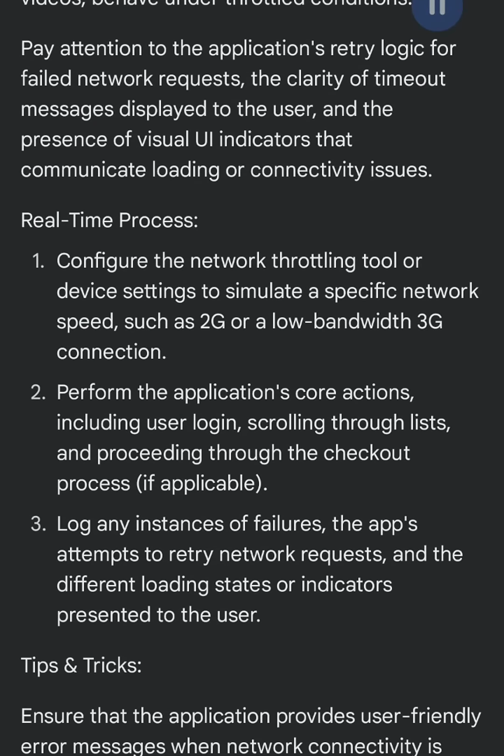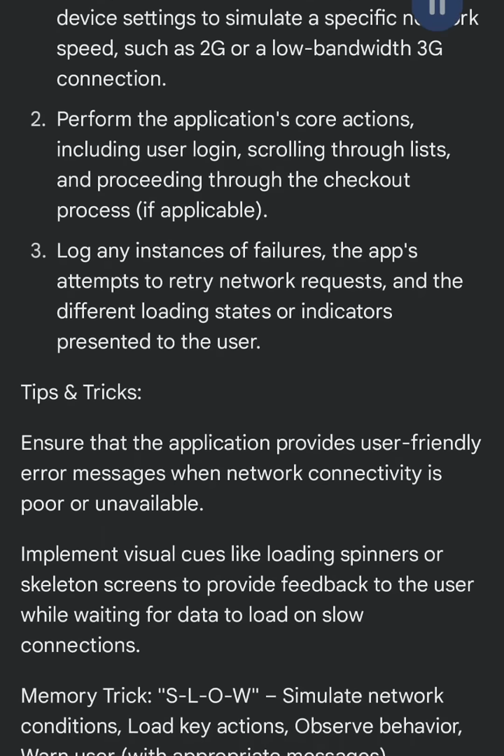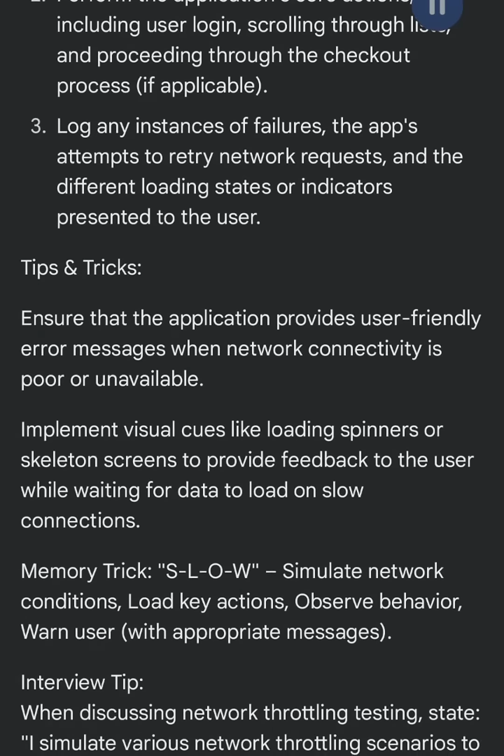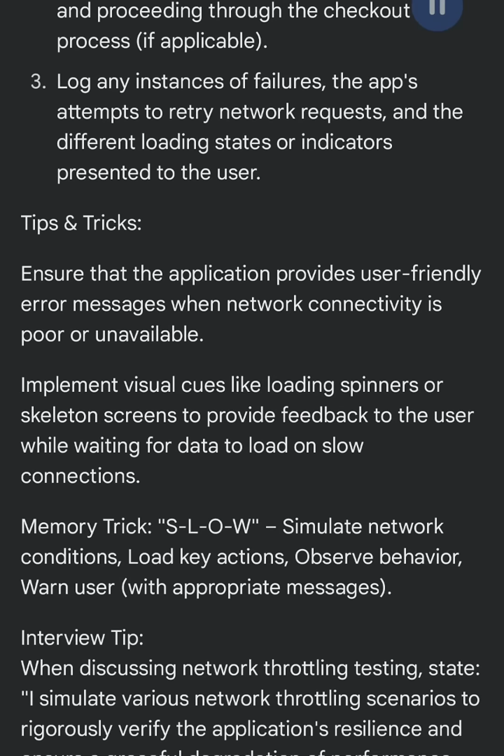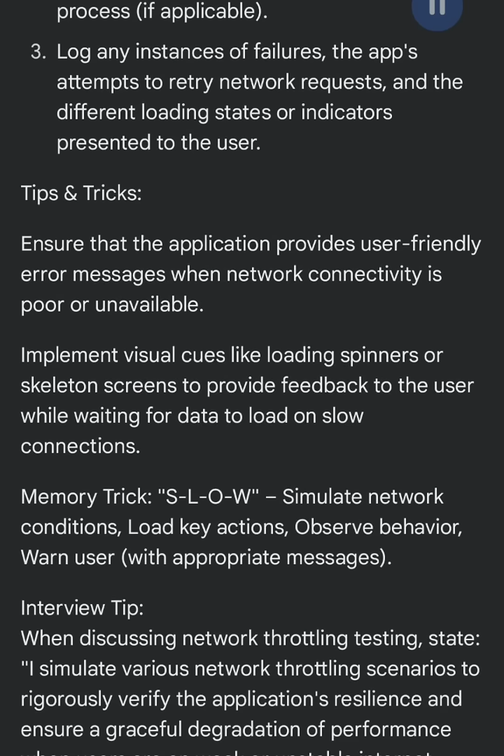Real-time process. 1. Configure the network throttling tool or device settings to simulate a specific network speed, such as 2G or a low-bandwidth 3G connection. 2. Perform the application's core actions, including user login, scrolling through lists, and proceeding through the checkout process, if applicable. 3. Log any instances of failures, the app's attempts to retry network requests, and the different loading states or indicators presented to the user.